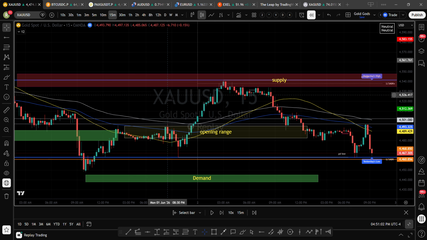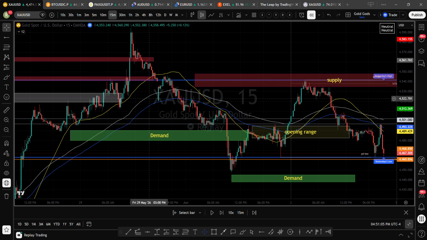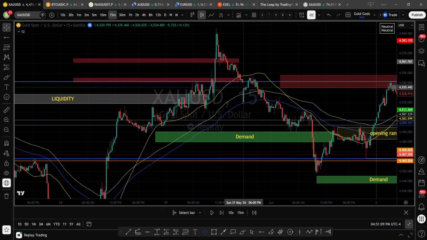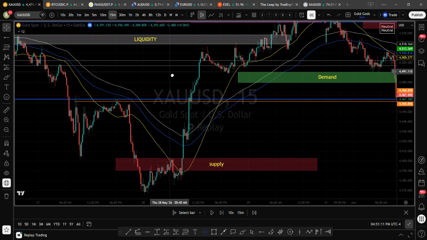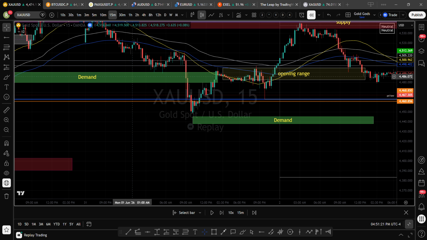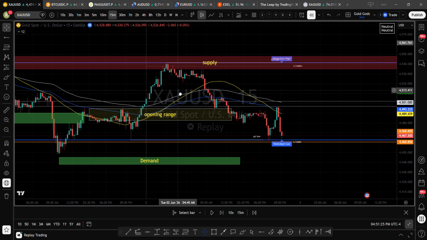or something strong closing under a moving average. But if we're above this, don't look for sells at all. Look for sells if it gets caught in the middle, something like that. That's when we look for sells.